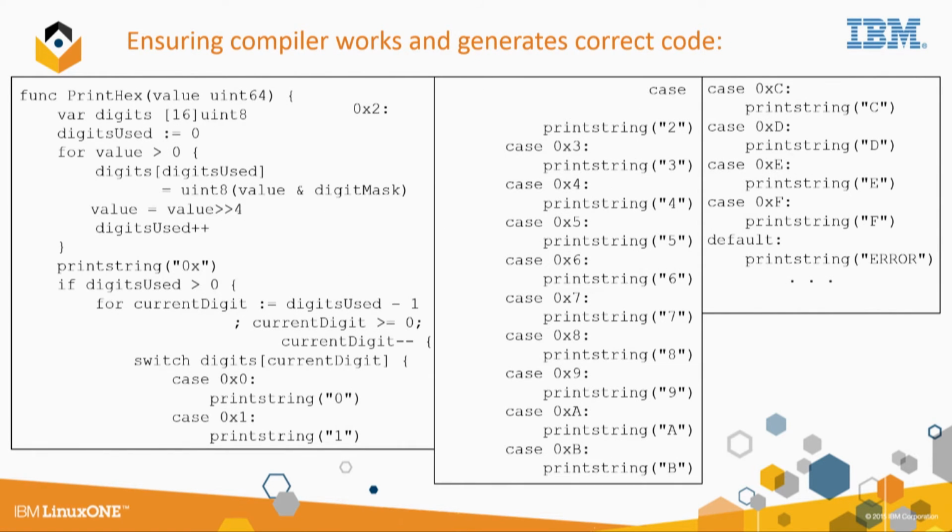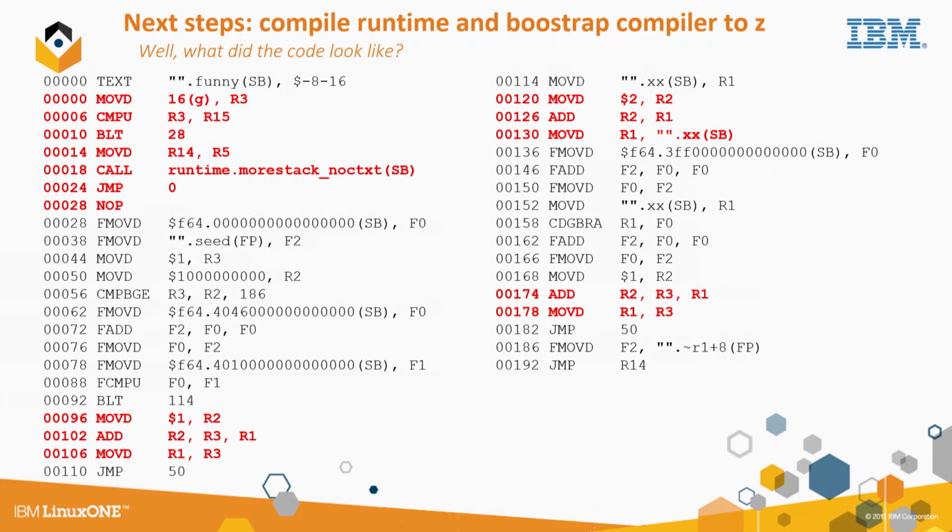I'm just flipping through this. This is a print hex program. It's very conventional. It just says I want to print a number in hexadecimal. For every character we use print string, which requires no runtime, nothing. And you can get Hello World working. This is an example of what the code looked like.